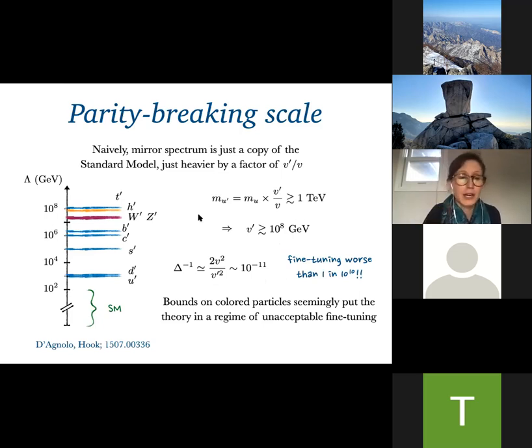And I should say that the phenomenology of this particular implementation of these models was looked at by Raffaele D'Agnolo and Anson Hook in this paper. So it seems like the amount of fine tuning in these models is even worse than the small number that we're trying to explain here. So you're probably wondering whether this is the end of my talk.